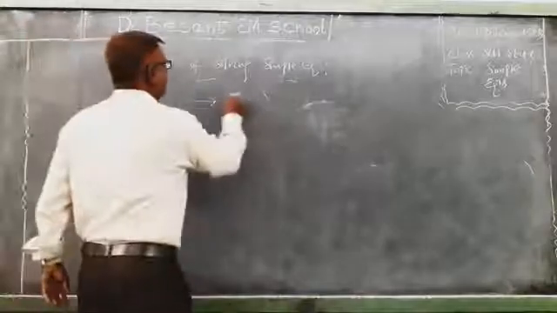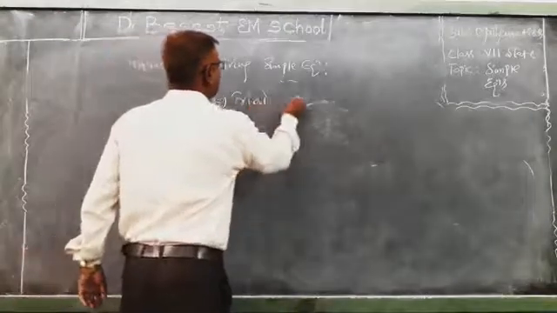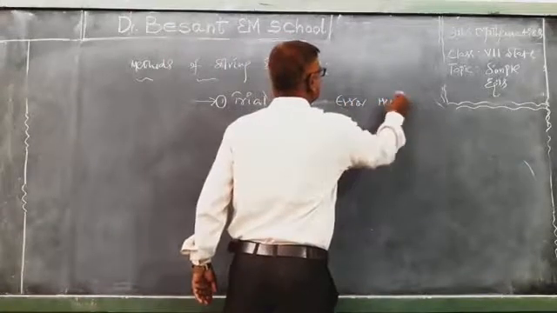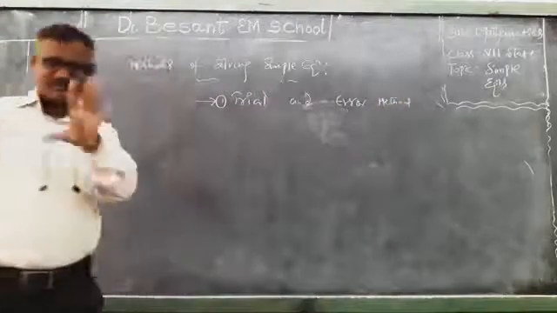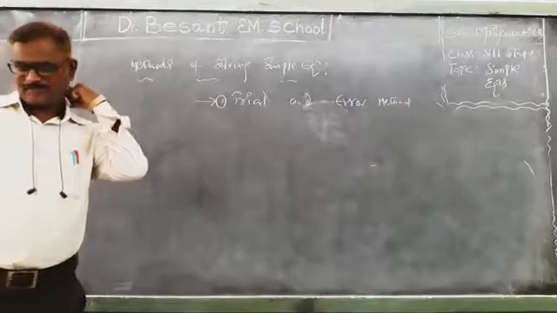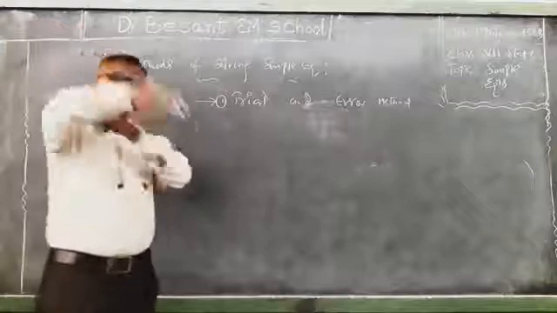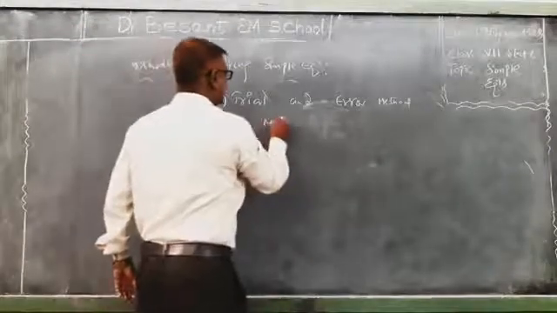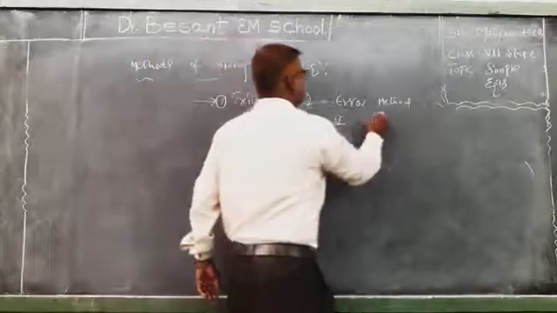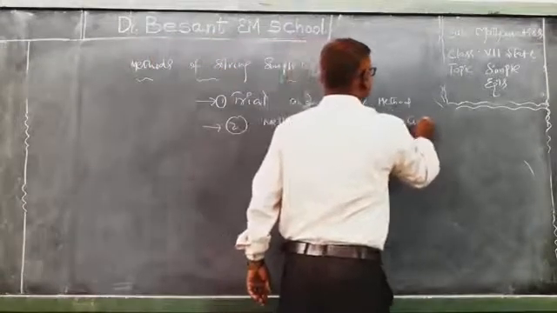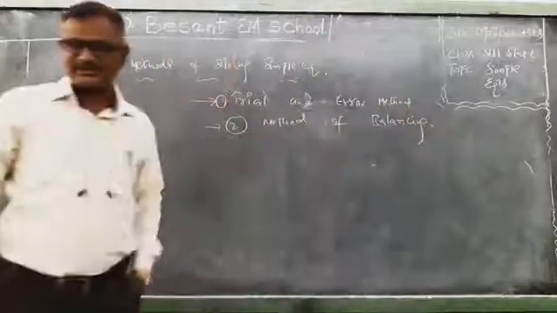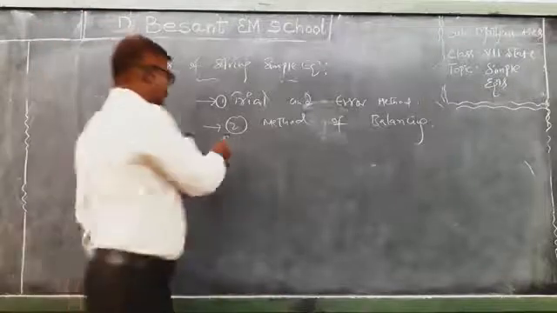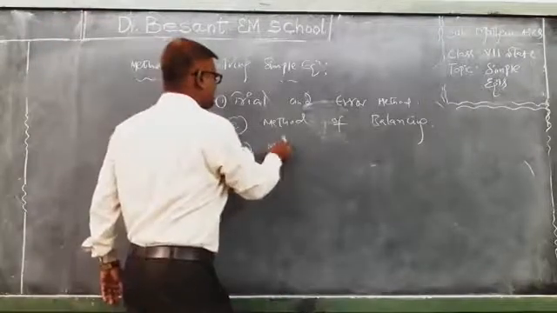First method, trial and error method. I will explain you all these methods in the exercises when we are going to do the problems. You don't worry about this one. So what is the first method? Trial and error method. What is the next method? Method of balancing. What is the second method? Method of balancing. Next, the third method is method of transposing the variable.